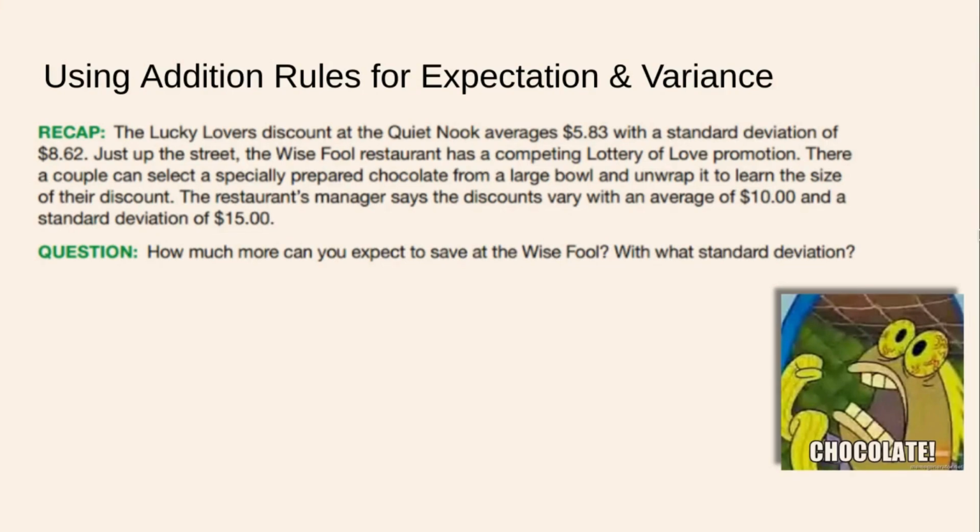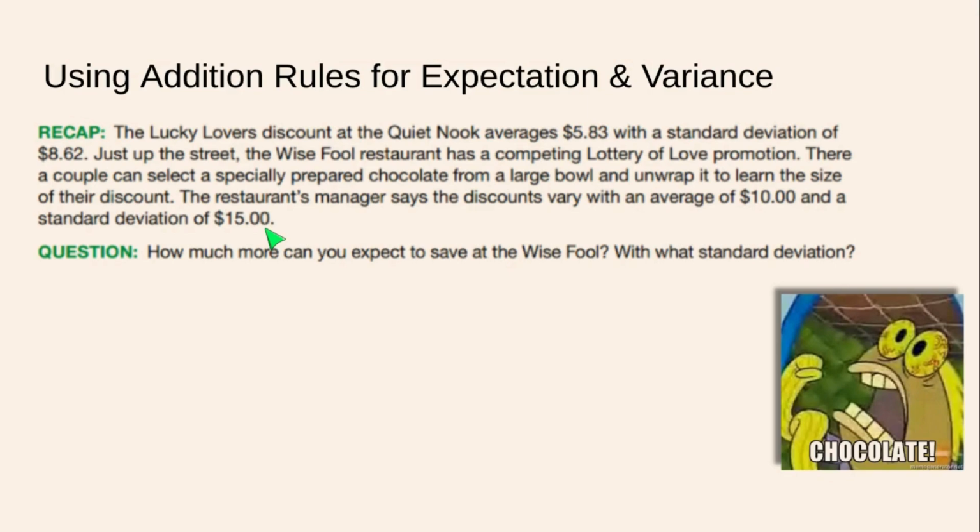So what are we going to do at this point? Well, why not throw another restaurant into the mix? Whatever. The Lucky Lovers discount at the Quiet Nook averages $5.83, standard deviation of $8.62. Ho hum, moving on. Just up the street, the Wise Fool, wise men say only fools rush in, that song. The Wise Fool restaurant has a competing lottery of love promotion. There, a couple can select a specially prepared chocolate from a large bowl to unwrap it and learn the size of their discount. The restaurant's manager says the discounts vary with an average of $10 and a standard deviation of $15. All right. Now, that doesn't mean that you can have negative savings.